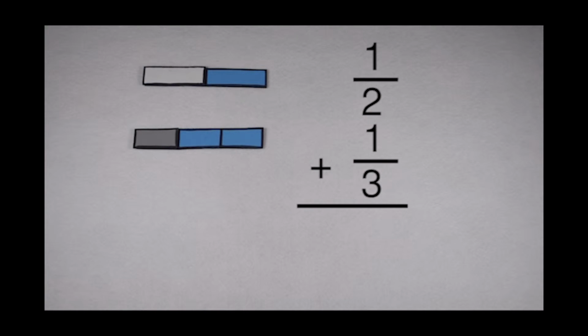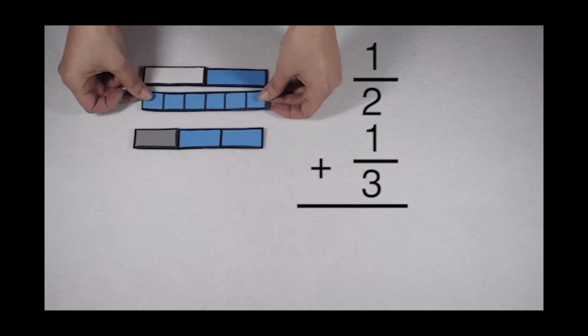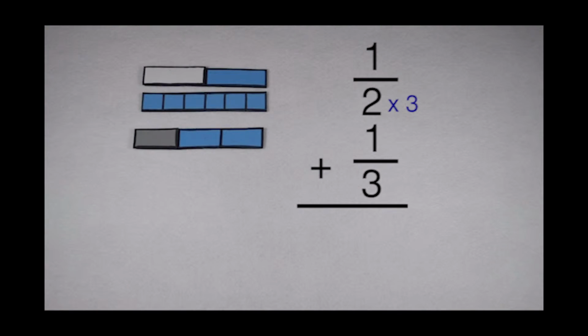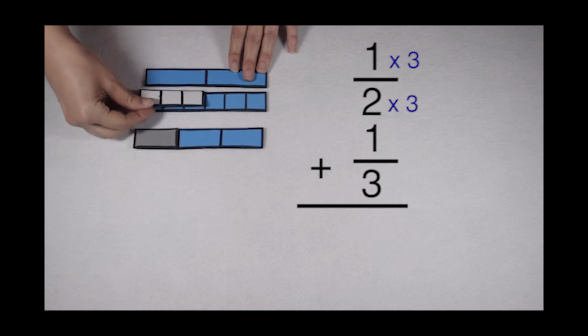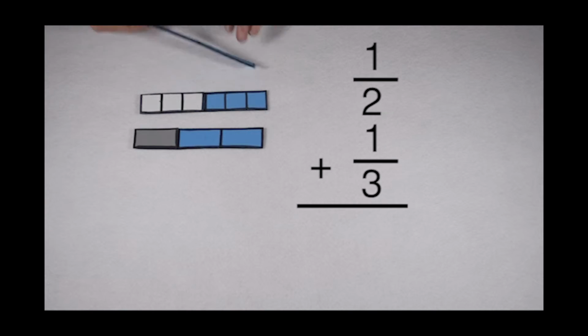To get from a denominator of 2 to a denominator of 6, I need to multiply 2 times 3. Since I multiplied my denominator by 3, I need to multiply my numerator by 3 as well. 1 times 3 is 3, so we can see that 1/2 is equivalent to 3/6.